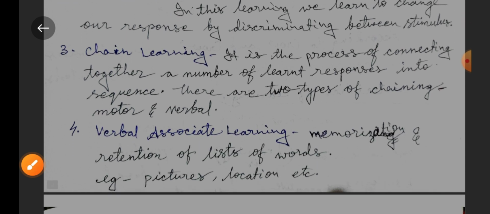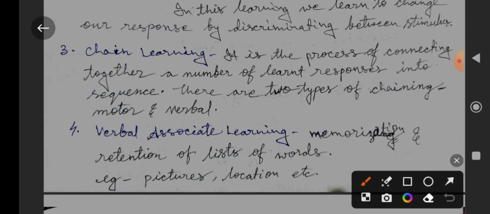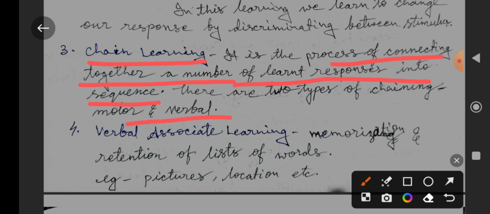Okay, next we will see chain learning. It is the process of connecting together a number of learning responses into a sequence. There are two types of chaining, motor and verbal. Okay friends, as we learn things, we connect the learning with each other, yes or no? First we learn alphabets, and after that we join those letters and make words. So this is called chain learning.